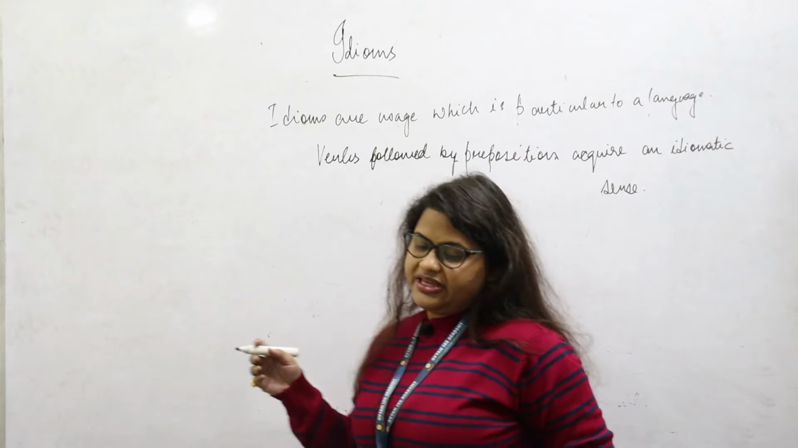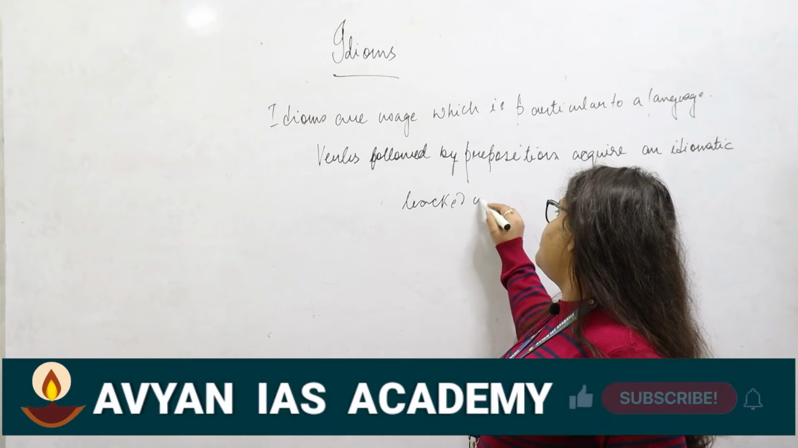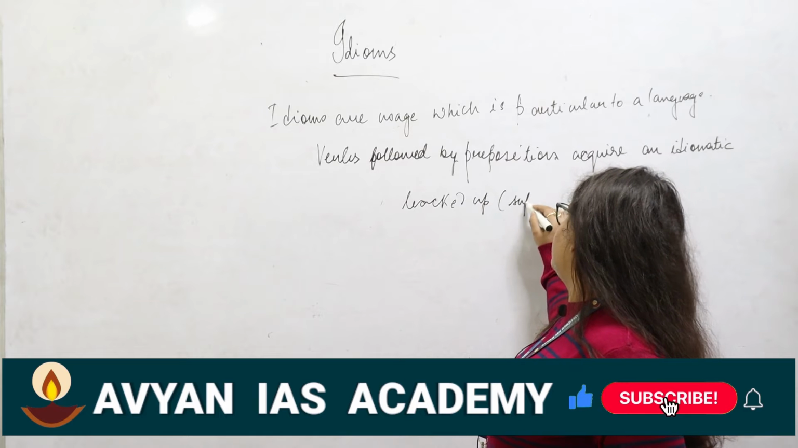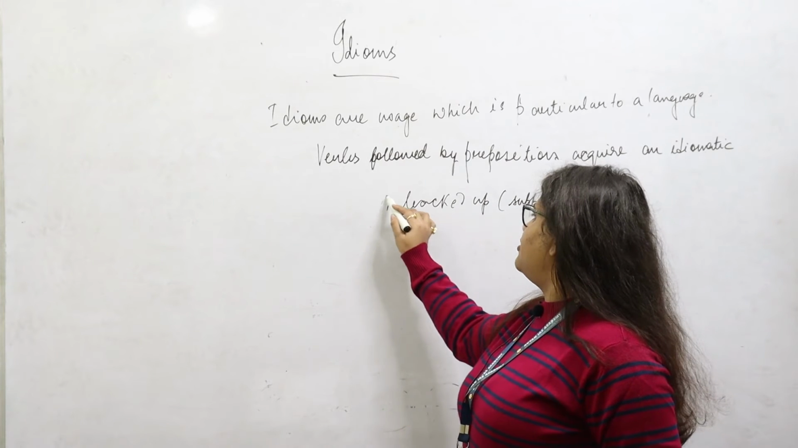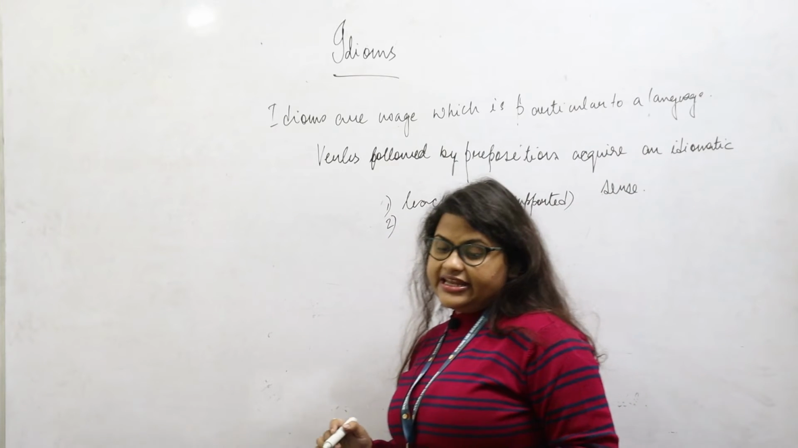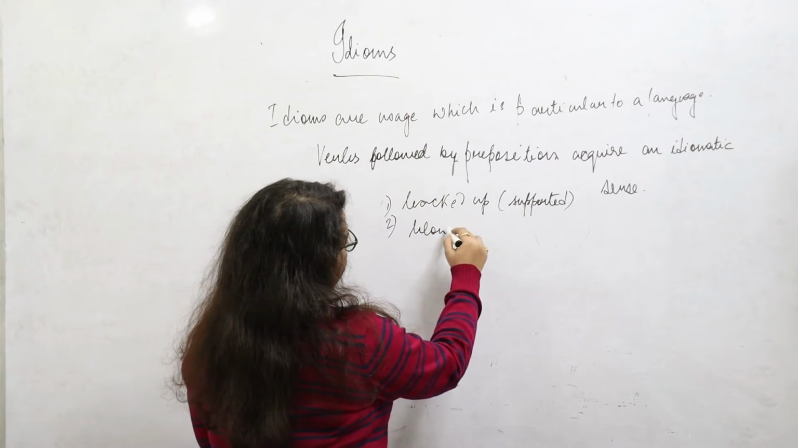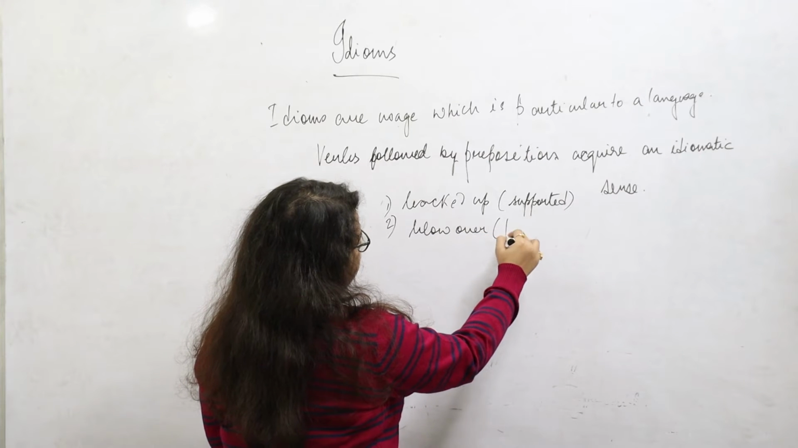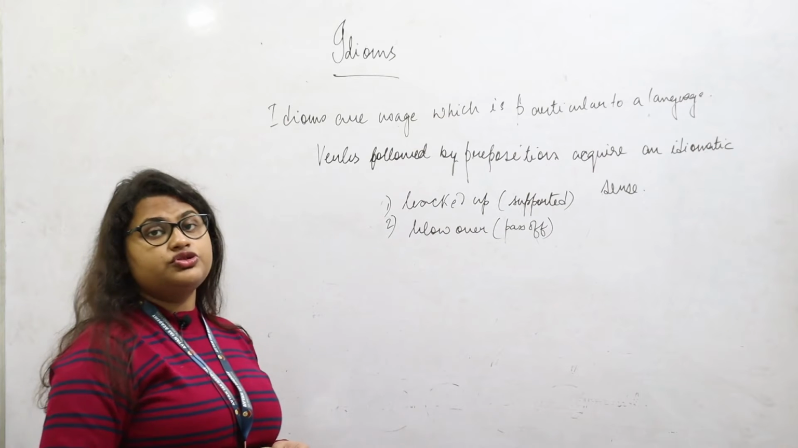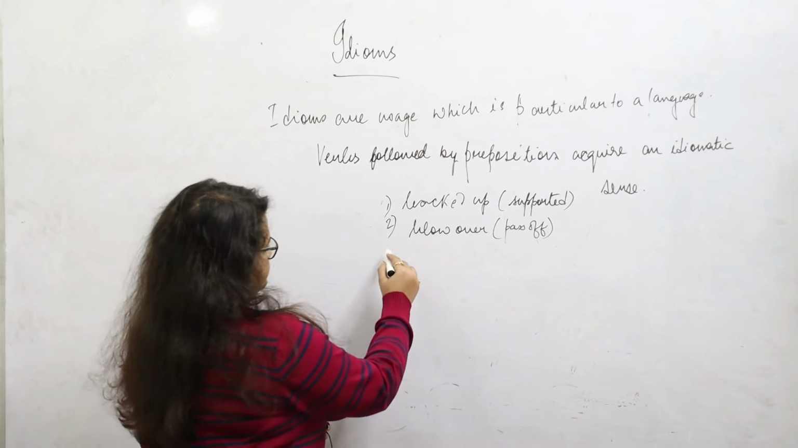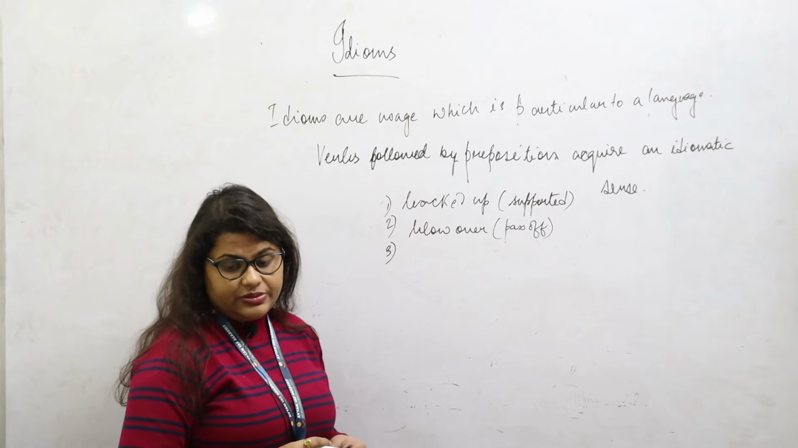So the first one will be backed up. Backed up means supported. For example, if you say his claim was backed up by his friends. The next one that we will look at is blow over, which means pass off. If we say that the present troubles will soon blow over, it means that the present troubles which we are having will soon pass by.